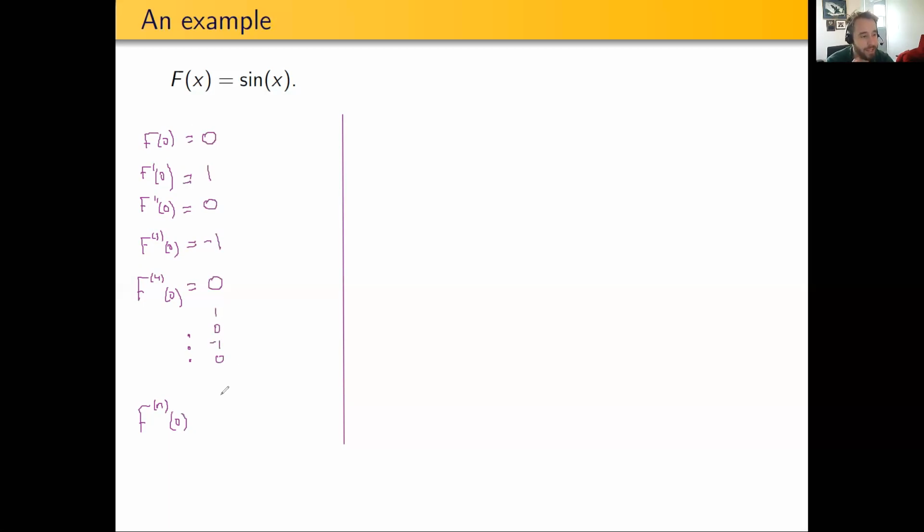And so we actually get this formula where f^(n) of 0 is equal to 0, plus 1, or minus 1, depending on what our n value is. Right, so we could write this as follows: this equals 0 if n is even, or it equals plus or minus 1 if n is odd.